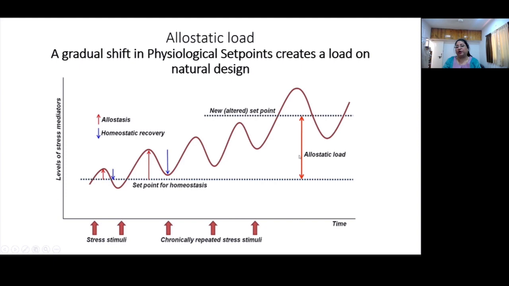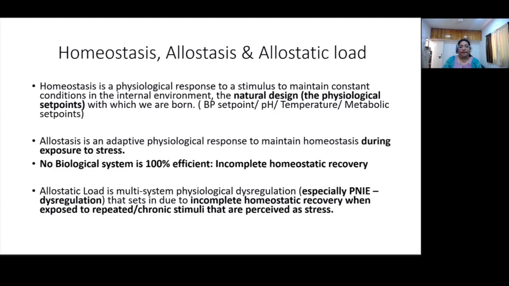This gap, or the difference between the set points with which we are born and the new level of set points to which the chronic stress, or any chronic stimulus, has shifted, is called allostatic load. And this allostatic load puts an actual load on this natural design. So we have to now work with all the organs we are born with at higher set point levels, which is definitely a load to the body.